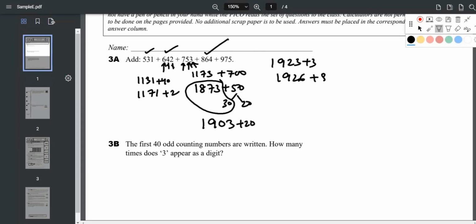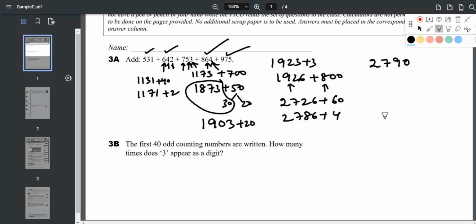First you add 800. So 9 plus 8 is going to be 17, so this is 2726. To this you add the 60, and that is 2786. To that you add the units place number of 864, that is 4, and this gives us 2790. Then we add 975 to this.